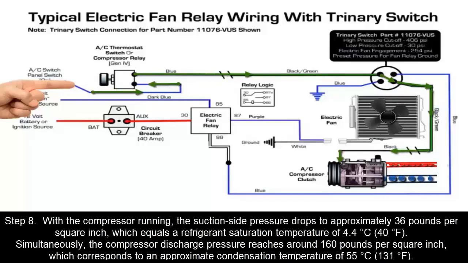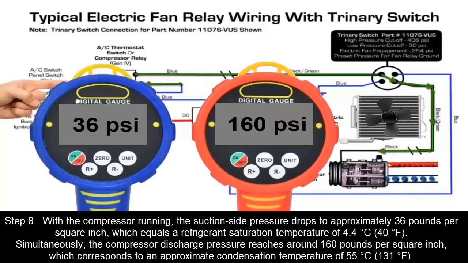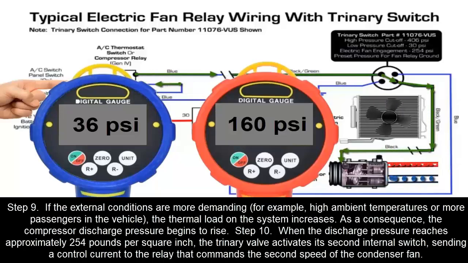Step 8. With the compressor running, the suction side pressure drops to approximately 36 pounds per square inch, which equals a refrigerant saturation temperature of 4.4 degrees centigrade or 40 degrees Fahrenheit. Simultaneously, the compressor discharge pressure reaches around 160 pounds per square inch, which corresponds to an approximate condensation temperature of 55 degrees centigrade or 131 degrees Fahrenheit.